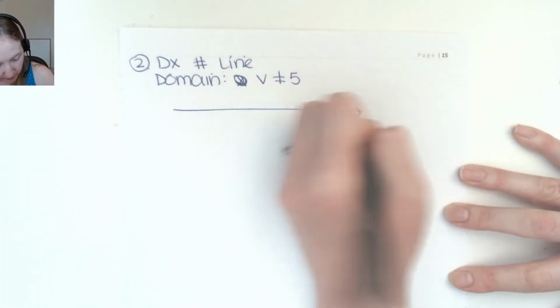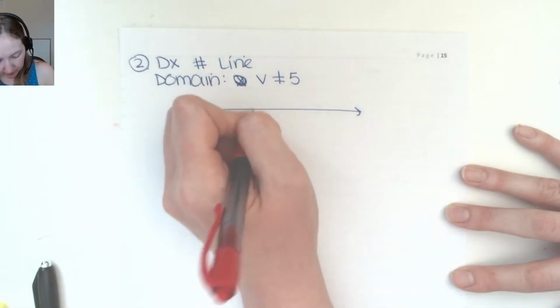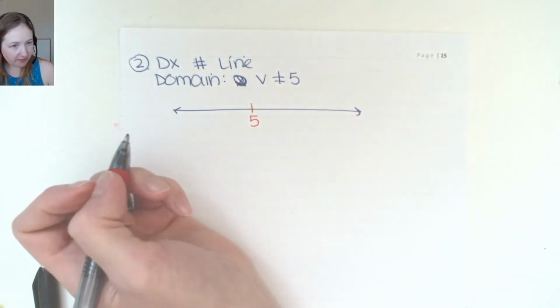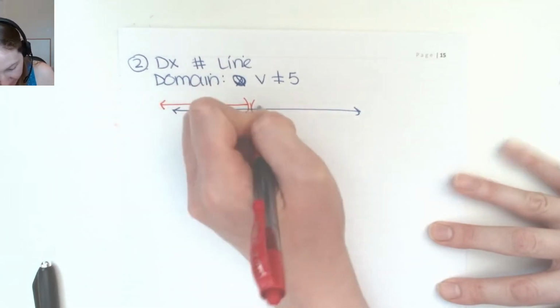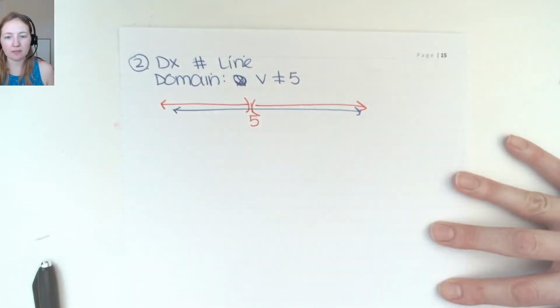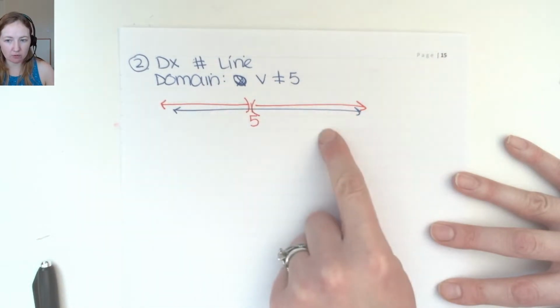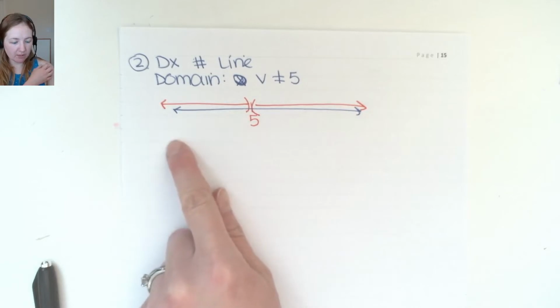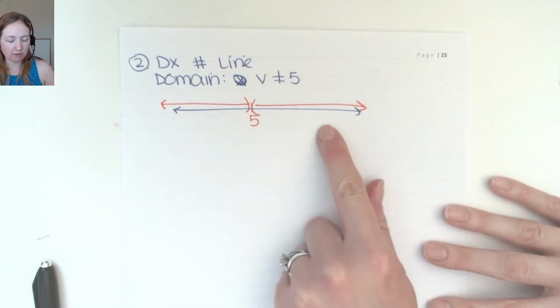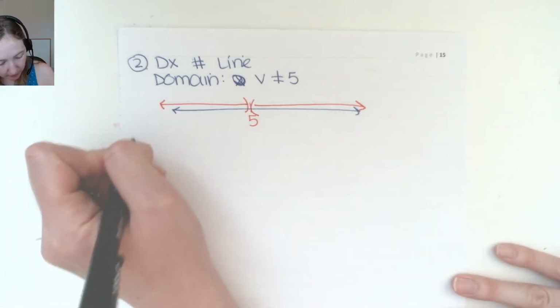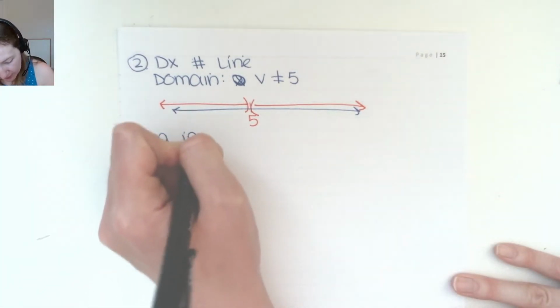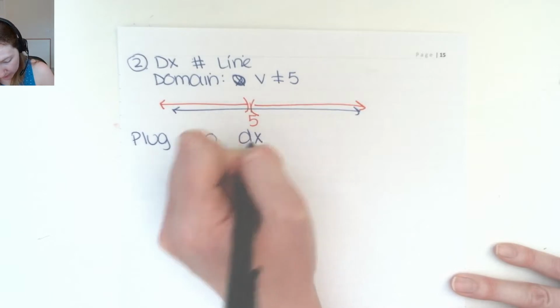So we draw the number line, we plop down the 5, and we say, okay, our domain is defined from negative infinity to 5, and then 5 out to infinity. So we want to test each of these intervals. So we want to see what is the behavior on the first interval and what is the behavior on the second interval. Now, when we test, we are going to plug into the derivative.